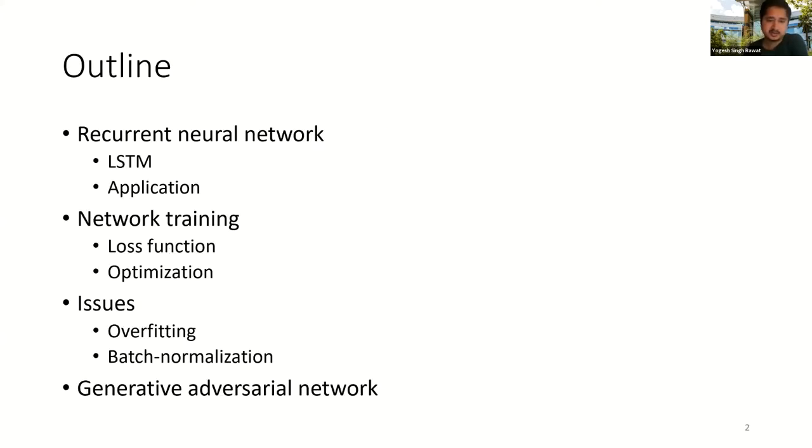So this will be the agenda. I will start with recurrent neural networks, start with LSTM, talk about some of the applications, and then some guidelines like how you should train your network, what the different parameters are. We'll talk about loss function. We will talk about how you can optimize your networks, what the different optimizers available to you are. Then during training, what kind of issues you face, like there can be overfitting, there could be some other issues. So briefly cover those.